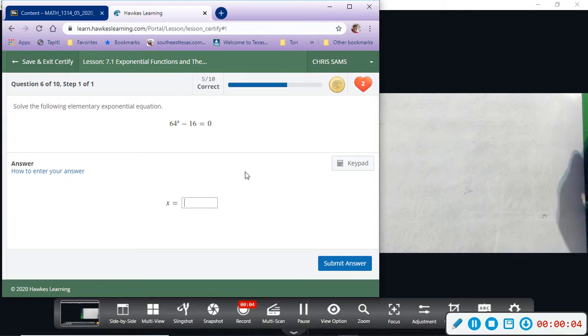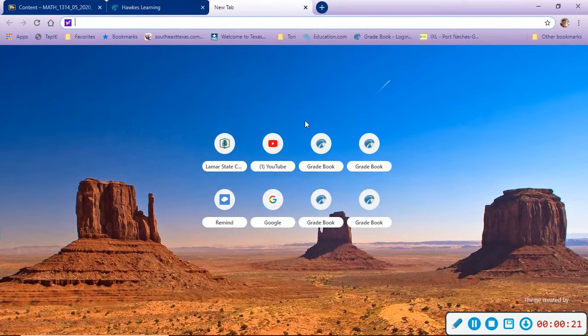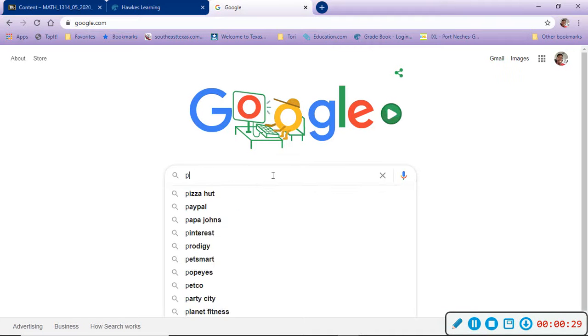Alright, so number 6, this one we want to solve an equation. So we want to solve for x. In order to do this, you want to be familiar with powers. So just like there's a multiplication table, I want to show you a power table. You can just go to Google and search power table.